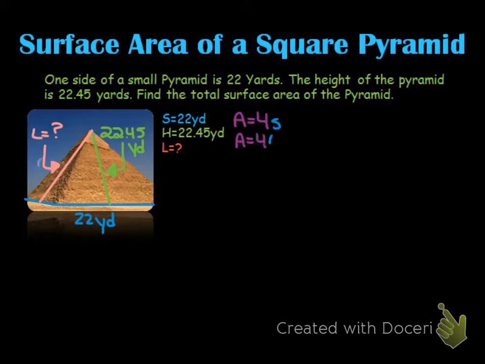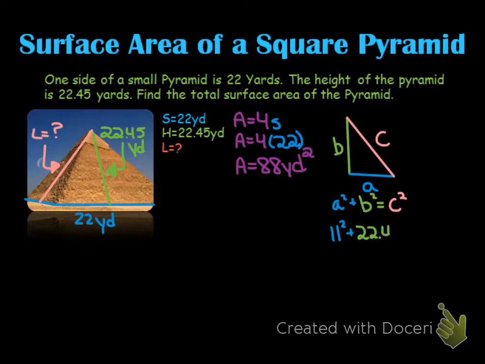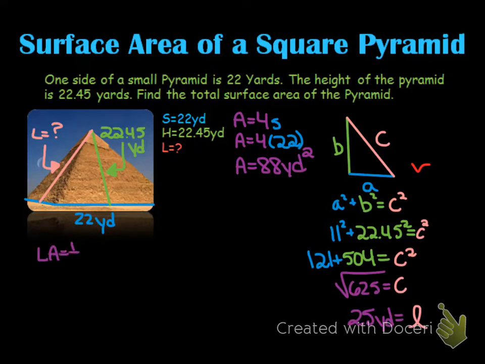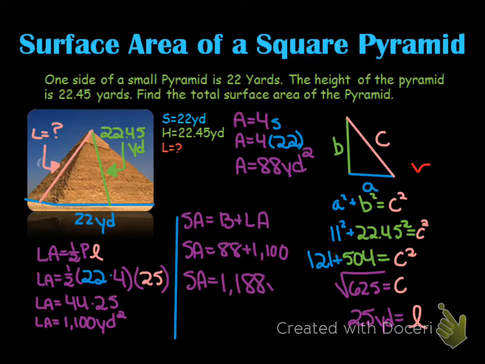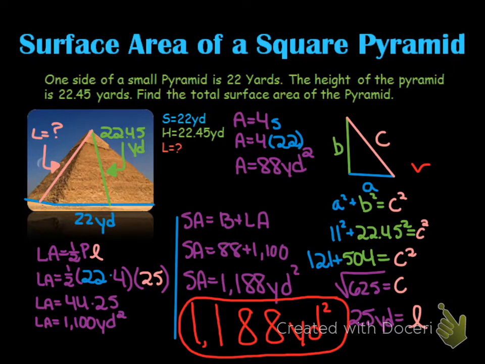When we solved it, we got the area of the base equals 88 yards squared. Then we got the lateral equals 25 yards. The total lateral area turned out to be 1,100 yards. When we used the surface area formula, we got the total surface area of the pyramid equals 1,188 yards squared. I want you to solve this problem on your own as well.